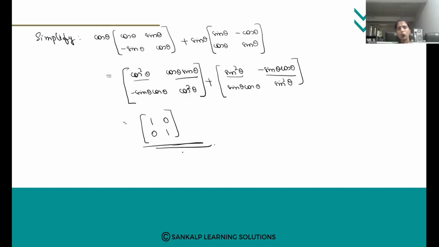Now can you tell me what matrix this is? 1, 0, 0, 1. What kind of matrix is this? Yes, do reply. Yes. Very good. Exactly. Identity matrix of order 2. 1, 0, 0, 1 is an identity matrix of order 2.